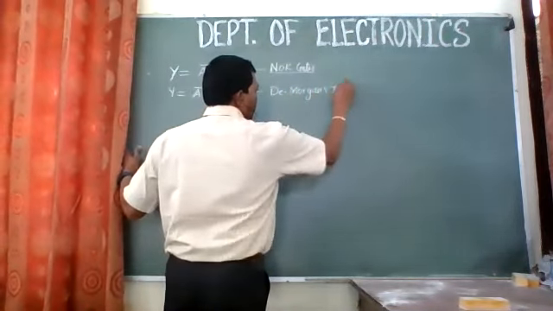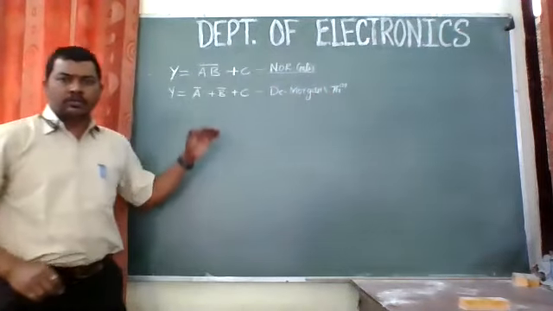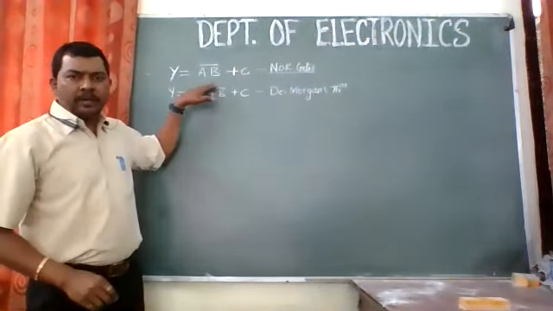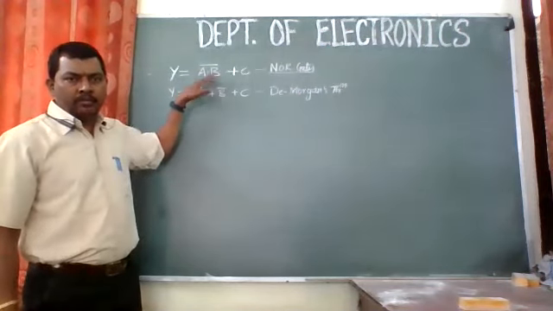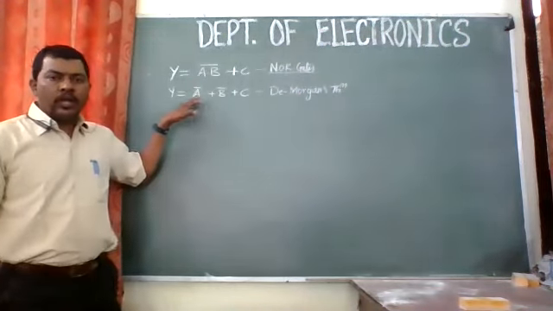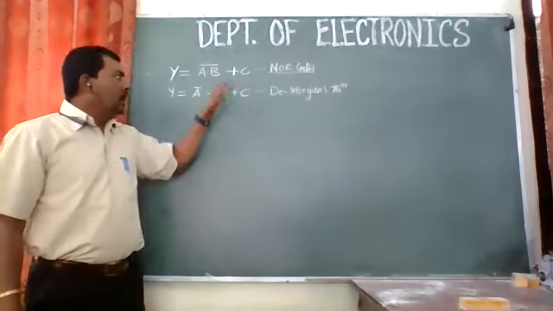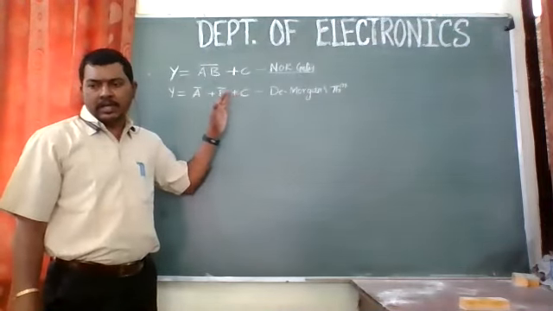I expect that you have understood this. I have just expanded this small equation: a dot b whole bar is equal to a complement plus b complement, and plus c. The c is kept as it is.